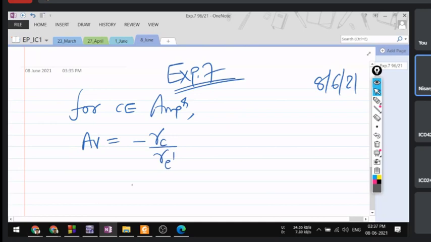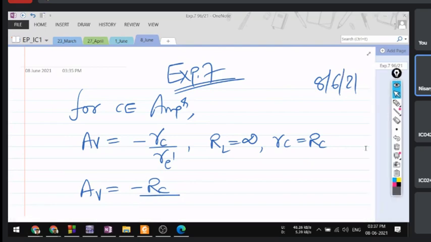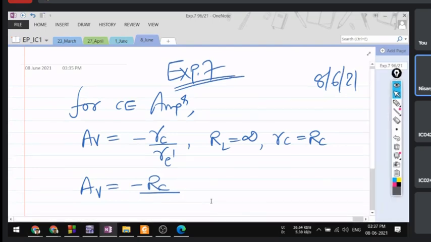Now let us say your RL is infinite, so your small rc becomes capital RC. Let us rewrite it once again: AV is nothing but minus capital RC upon RE dash. But what is RE dash, student? What is RE dash? RE dash is nothing but 25 millivolt upon IE, right?